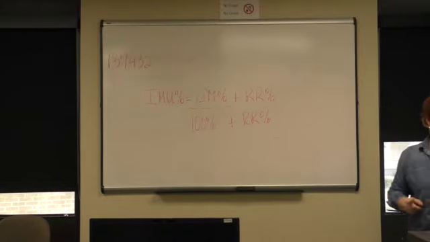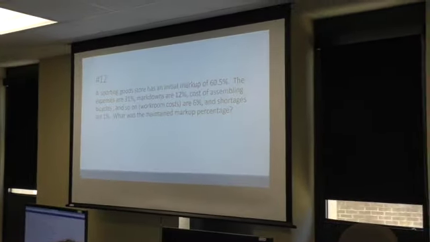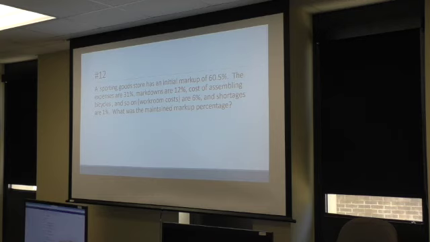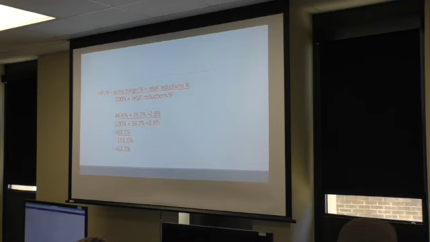Go back that one. All right, here we go. Here's another one. A sporting goods store has an initial markup of 60.5. The expenses are 31%. Markdowns are 12%. The cost of assembling bicycles, okay, and so on. Workroom costs are 6%. Shortages are 1%. What is the maintained markup percentage? For the last one, 62.3.